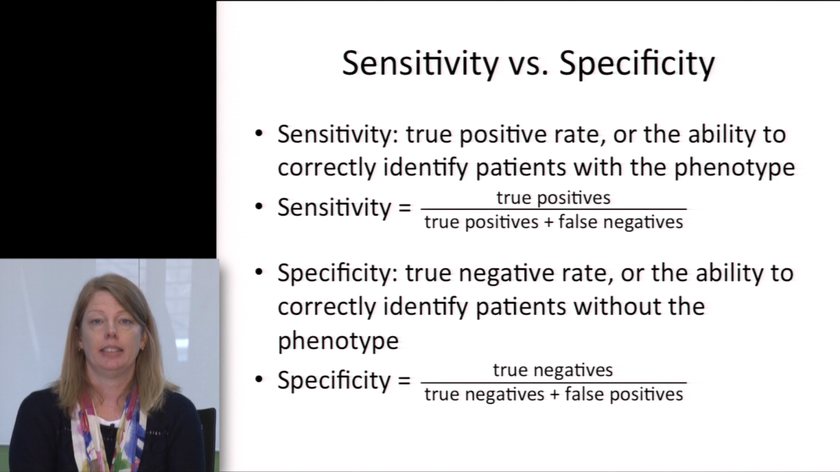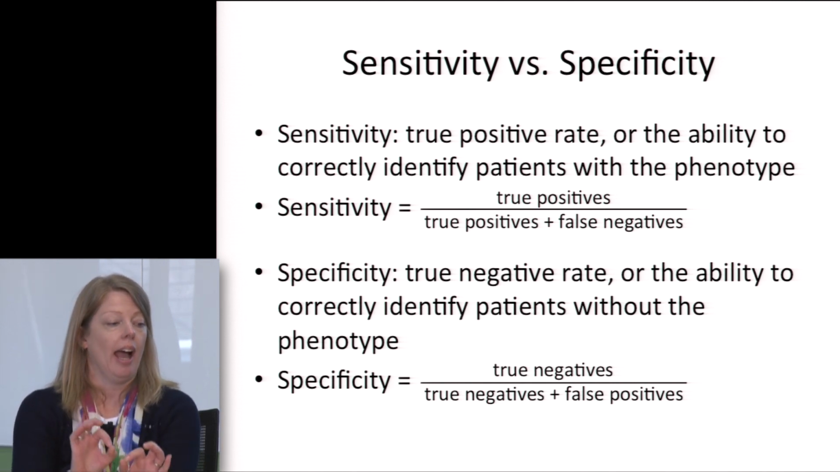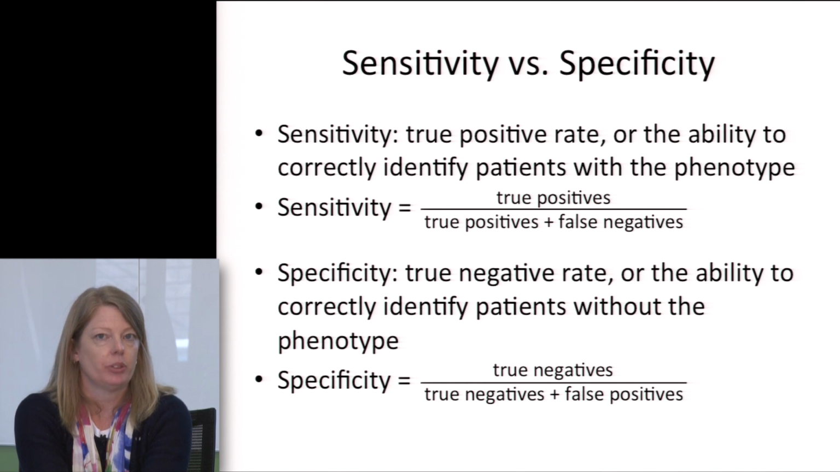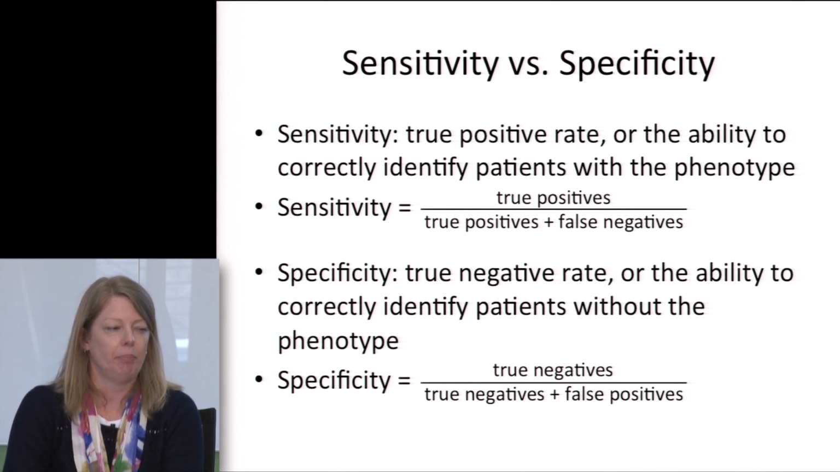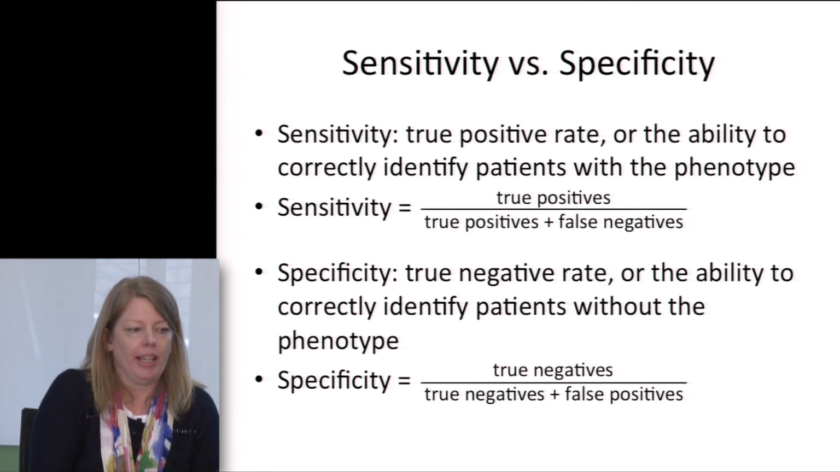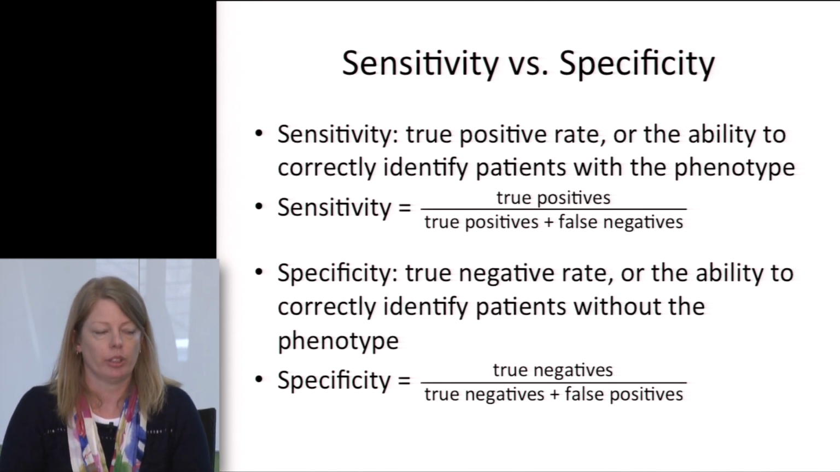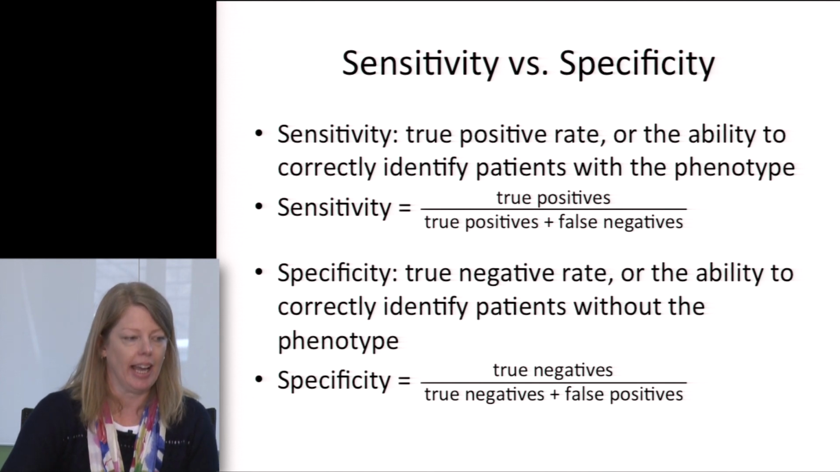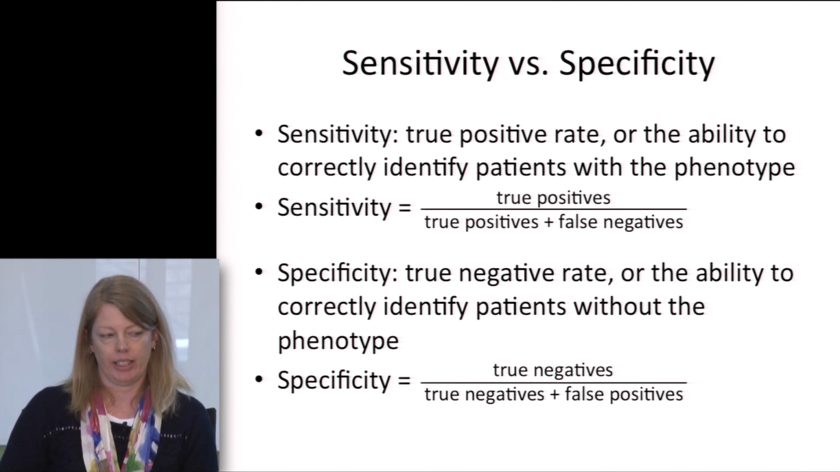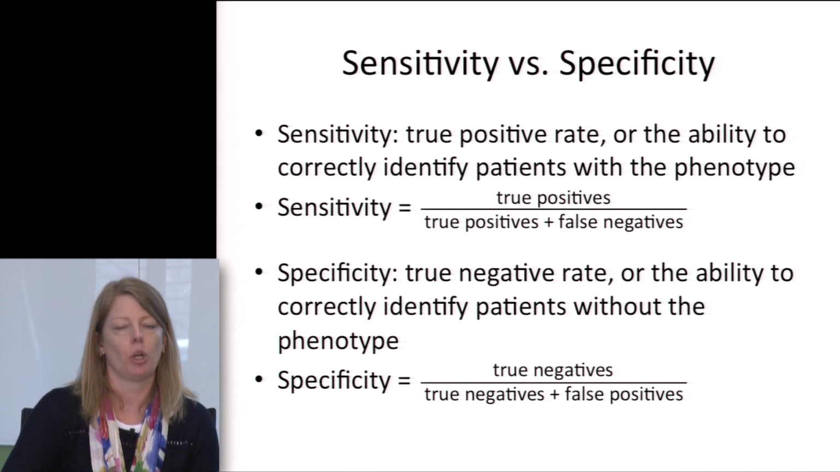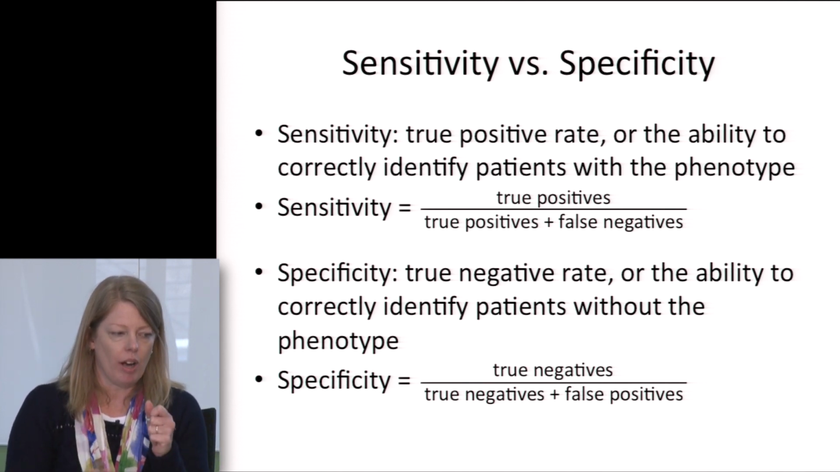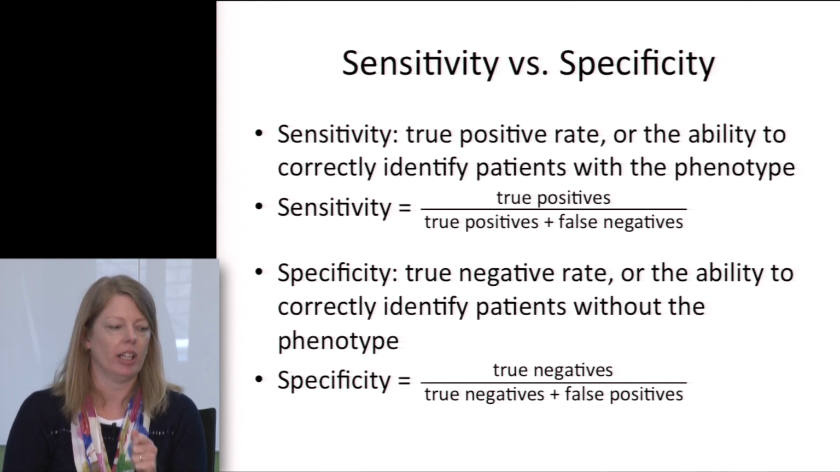Okay, sensitivity. How often will a person with the condition have a positive test result? That's what sensitivity is. So it's the ability to correctly identify patients with the phenotype. There's a formula for it. You take your true positives and you divide that by the sum of the true positives and the false negatives. Okay, so we're going to go back to that grid in a second. So sensitivity is how often will a person with the condition have a positive result?